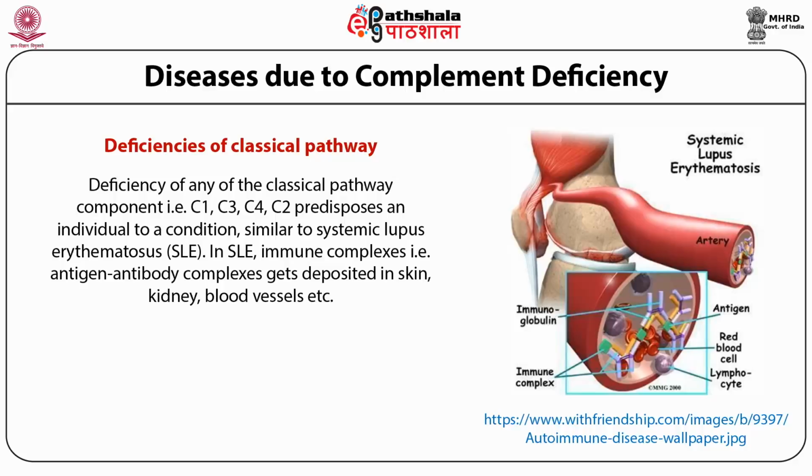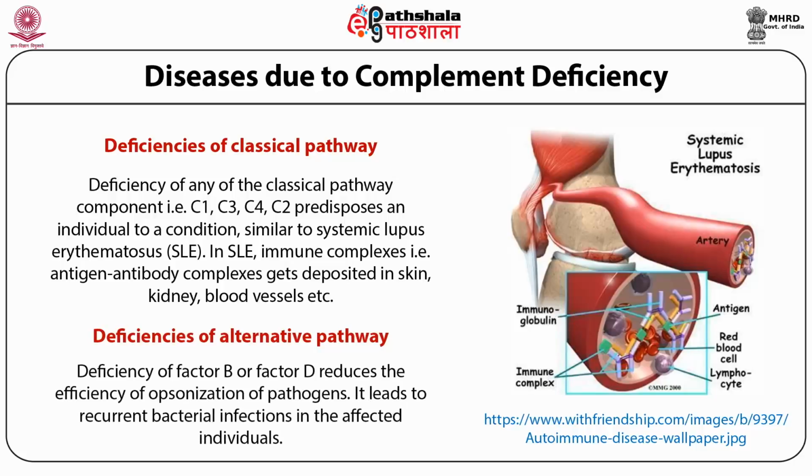In SLE, immune complexes, that is antigen-antibody complexes, get deposited in skin, kidney, blood vessels, etc. Deficiency of alternative pathway components, that is factor B or factor D, reduces the efficiency of opsonization of individuals. It leads to recurrent bacterial infections in the affected people.